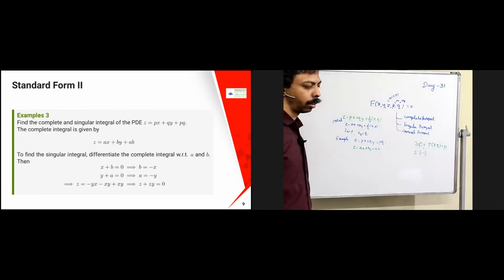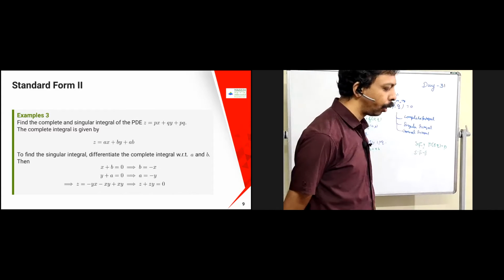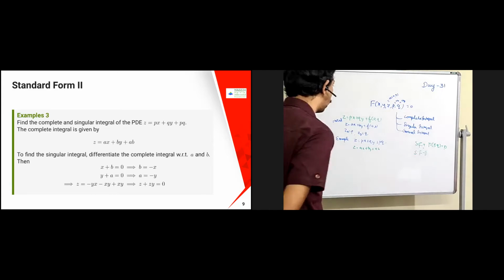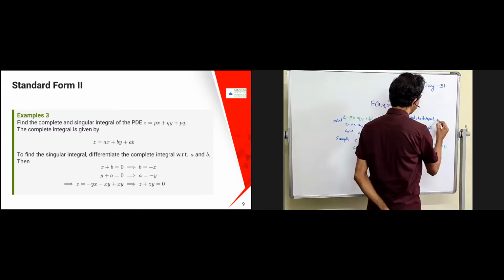This is nothing but my complete integral. Now, for finding the singular integral, you need to differentiate that with respect to a and b. For example, this is phi of x, y, z, a, b. Then you need to find phi_a equal to 0 and phi_b equal to 0, and then you solve these three equations, and then you get the answer.